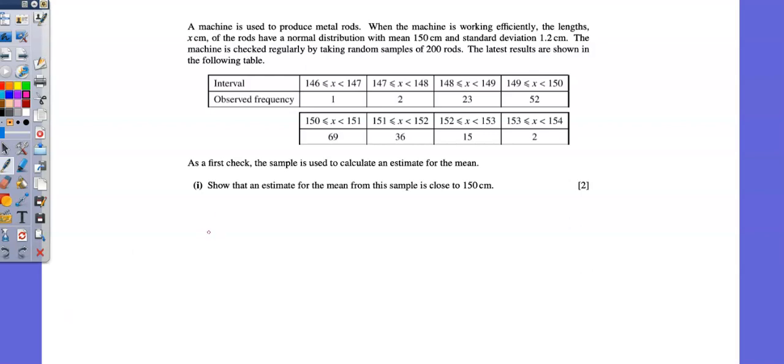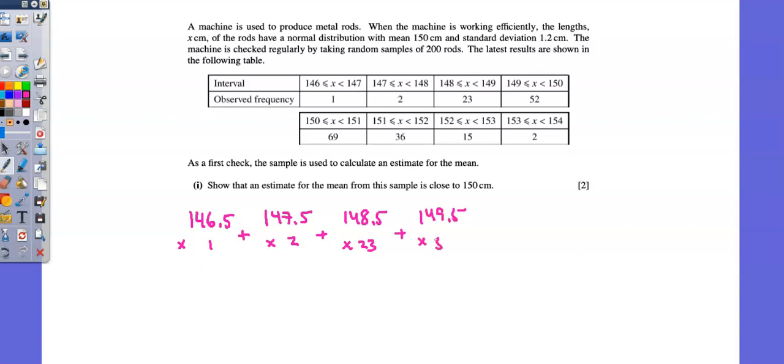To find my estimated mean, I take the midpoint of each interval and multiply by the related frequency. So I'll have, for my first category, 146.5 as a midpoint, times 1, plus 147.5 midpoint, times 2, plus 148.5 times 23, plus 149.5 times 52, and I'll go ahead and write up the other four calculations.